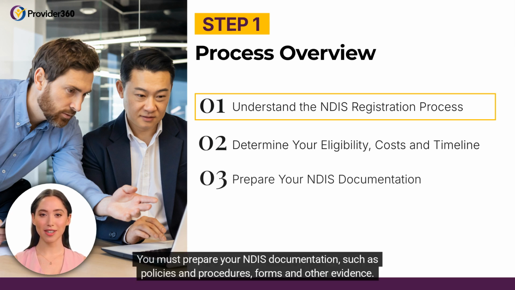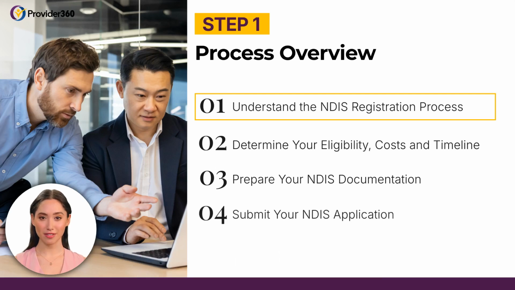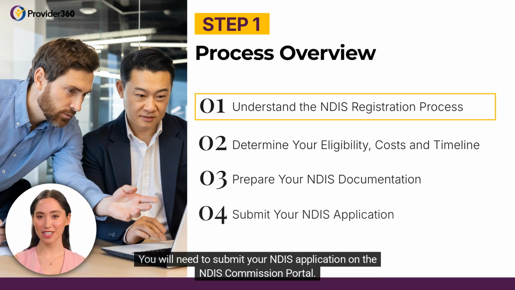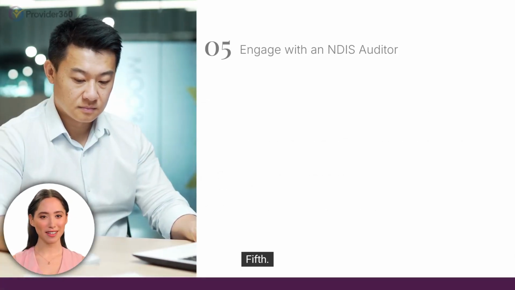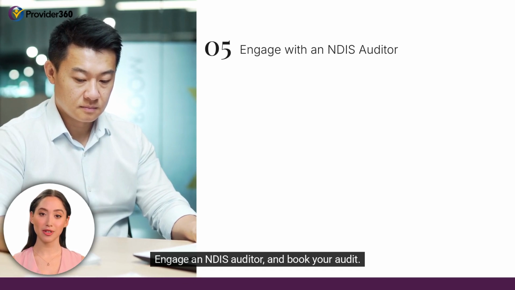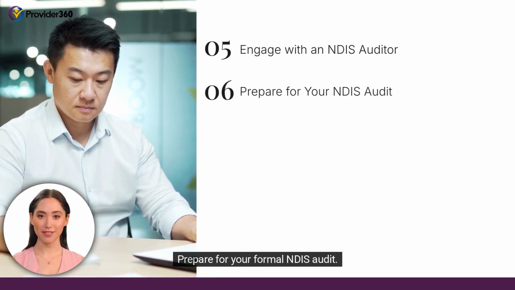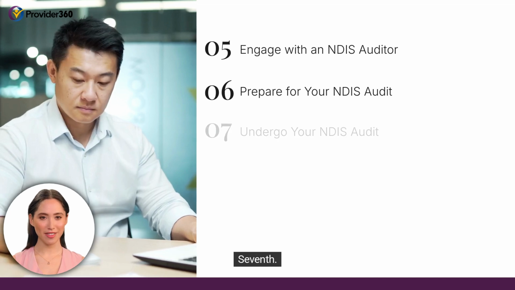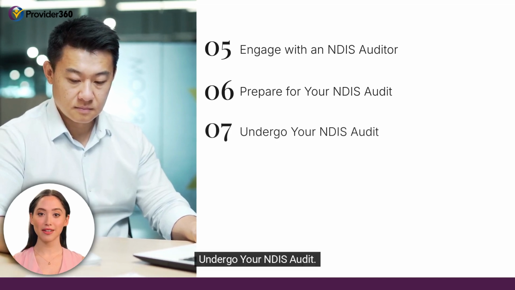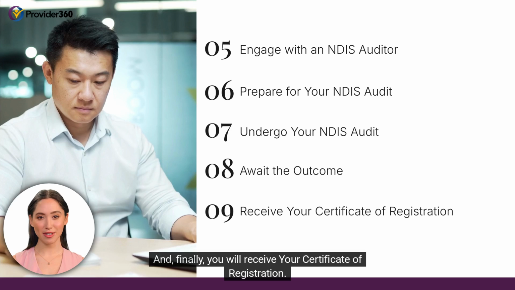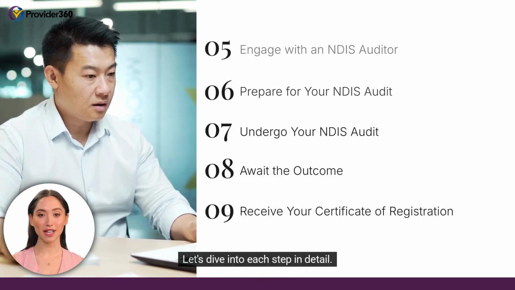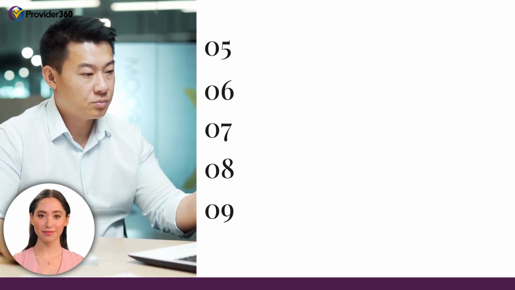Third, you must prepare your NDIS documentation, such as policies and procedures, forms, and other evidence. Fourth, you will need to submit your NDIS application on the NDIS Commission portal. Fifth, engage an NDIS auditor and book your audit. Sixth, prepare for your formal NDIS audit. Seventh, undergo your NDIS audit. Eighth, await your registration outcome. And finally, you will receive your certificate of registration. Let's dive into each step in detail, shall we?